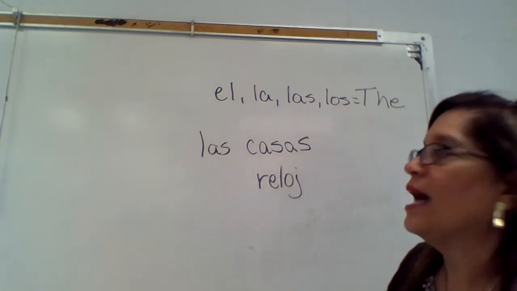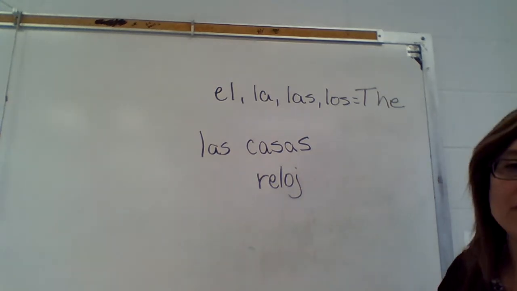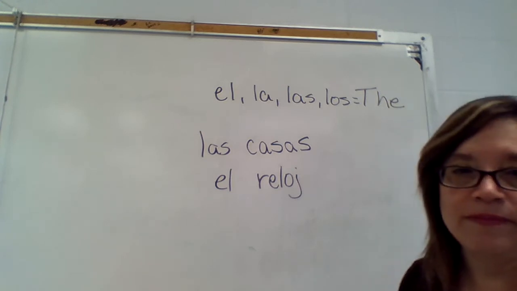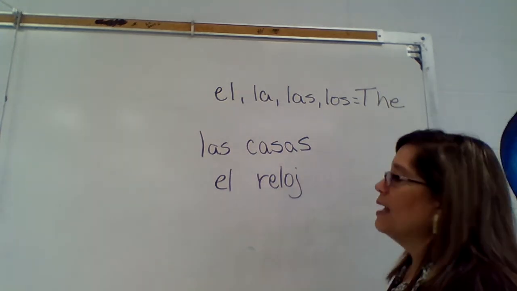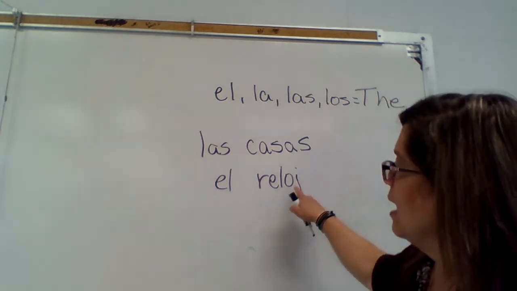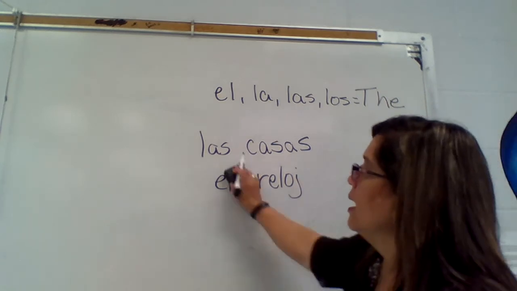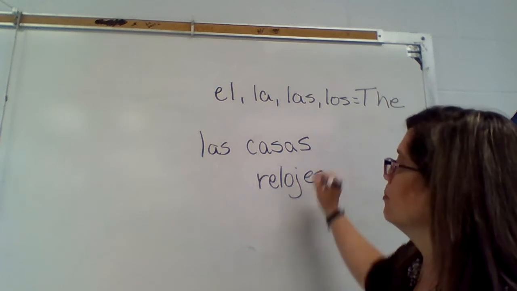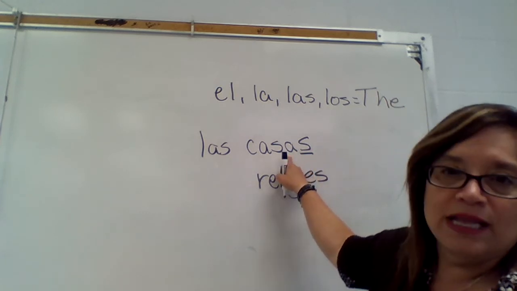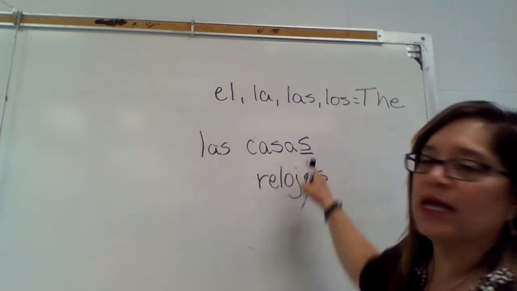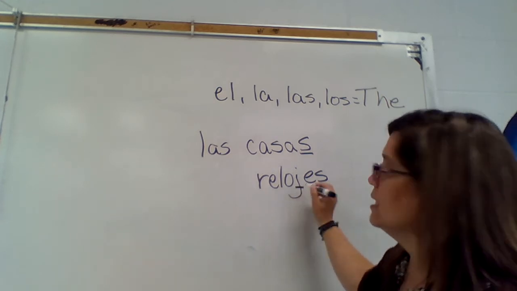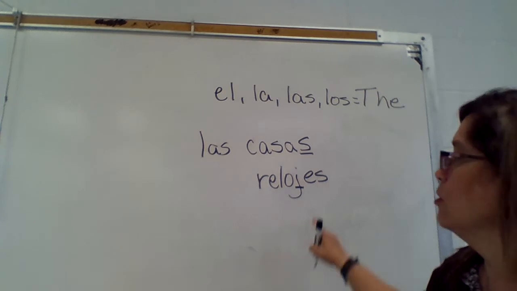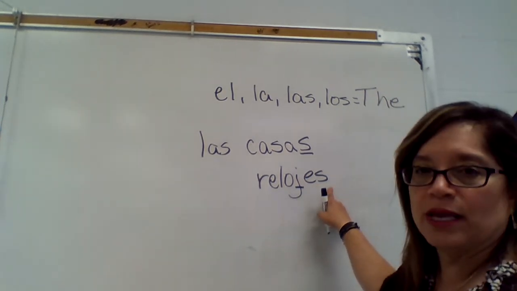Reloj is a noun that ends with a J. It's masculine, it's el reloj, it is singular. Now, to make it plural, because it doesn't end with a vowel, I'm going to have to do something else. I'm going to have to add es to make it plural. So nouns that end with a vowel, you add an s to make them plural. Nouns that end with a consonant, you have to add es to make them plural.